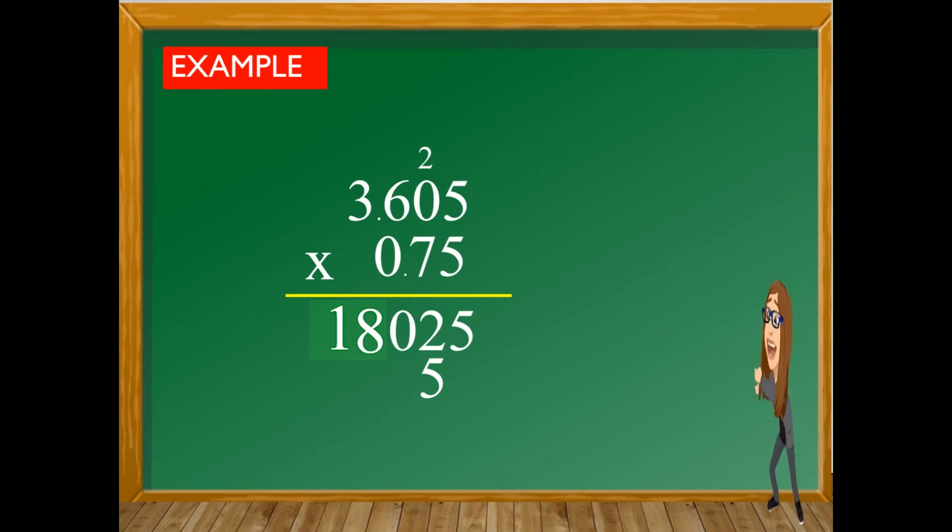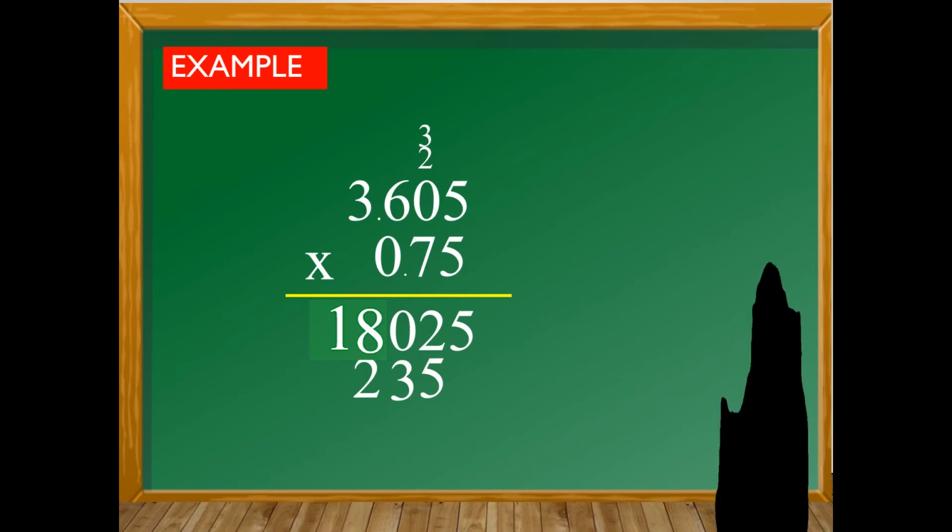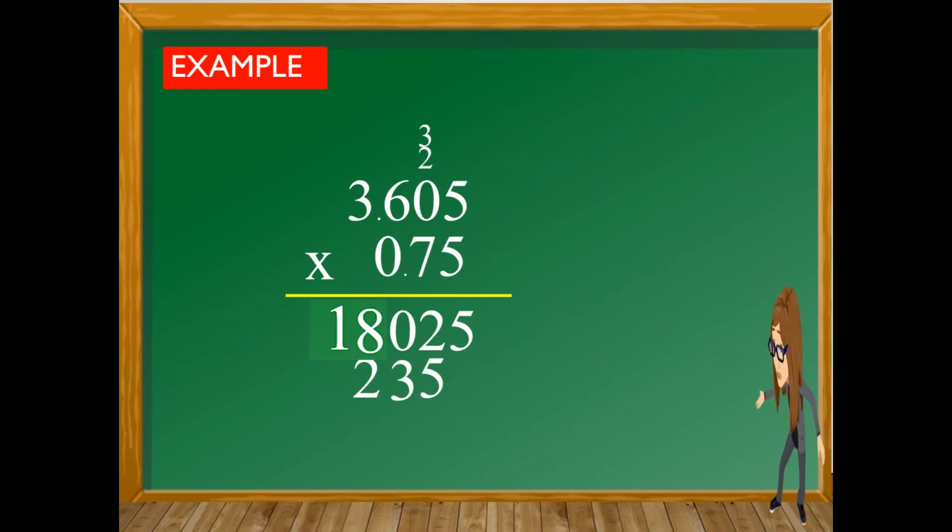Now 7 times 5 is 35, carry 3, 7 times 0 is 0, plus 3, 3, 6 times 7 is 42, carry 4, 7 times 3 is 21, plus 4, 25. Now let us add.